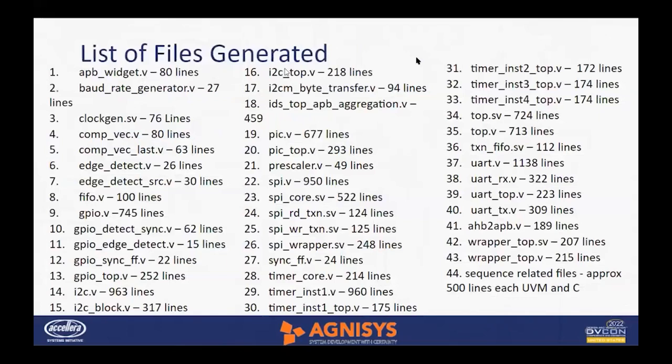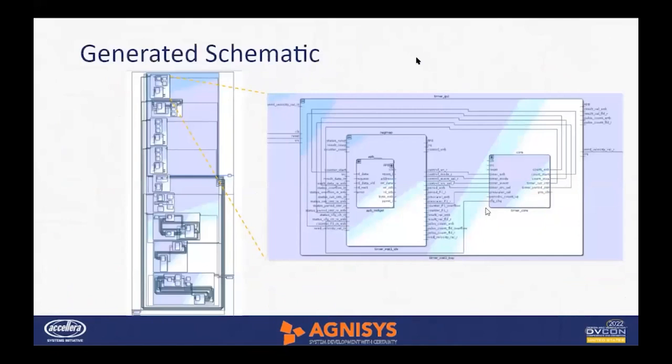So this is the list of the files which are automatically generated with IDS-NG for this project. There are about 44 files, and their approximate number of lines of code is also represented ahead of them, which will be generated in IDS-NG.